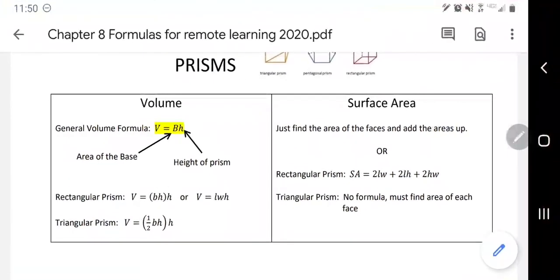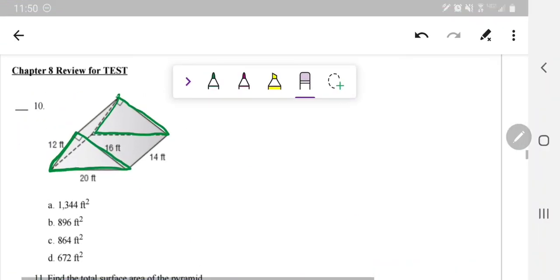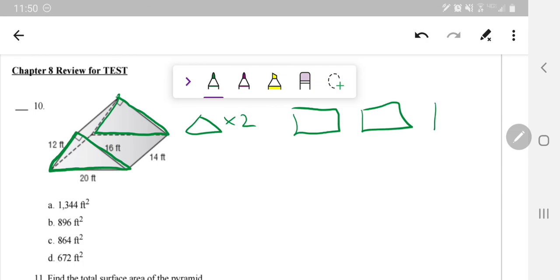All right, how do we do this? Well, if we look at our formula sheet for prisms and we go to surface area on the right side and then go down to triangular prism, it says no formula. You have to find the area of each face and add it up. So we're going to find those. I'm going to find the area of the triangles and times it by 2 since there's 2 of them. Then I'm going to do each of the rectangular faces, the bottom, the left, and the right.